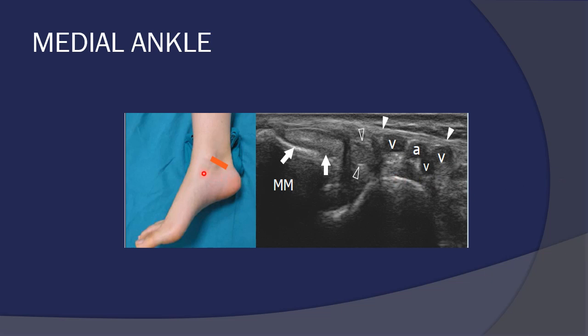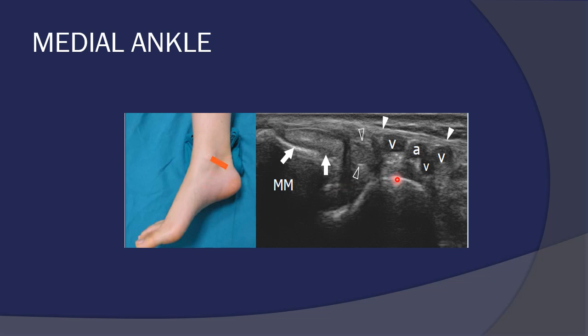We start the examination by putting the probe behind the medial malleolus in TS orientation. Here we see two tendons, a big one and a smaller one. The big one is the tibialis posterior tendon, while the smaller one is the flexor digitorum tendon. This area is also known as the tarsal tunnel.